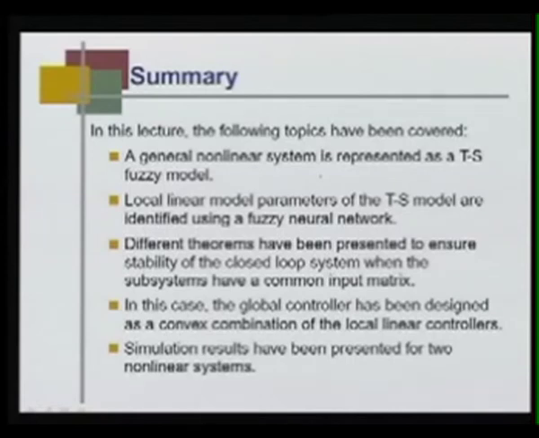Okay. Summary: in this lecture the following topics have been covered. A general nonlinear system is represented as a T-S fuzzy model. Local linear model parameters of the T-S fuzzy model are identified using a fuzzy neural network. Different theorems have been presented to ensure stability of the closed loop system when the subsystems have a common input matrix. In this case, the global controller has been designed as a convex combination of the local linear controllers. Simulation results have been presented for two nonlinear systems.